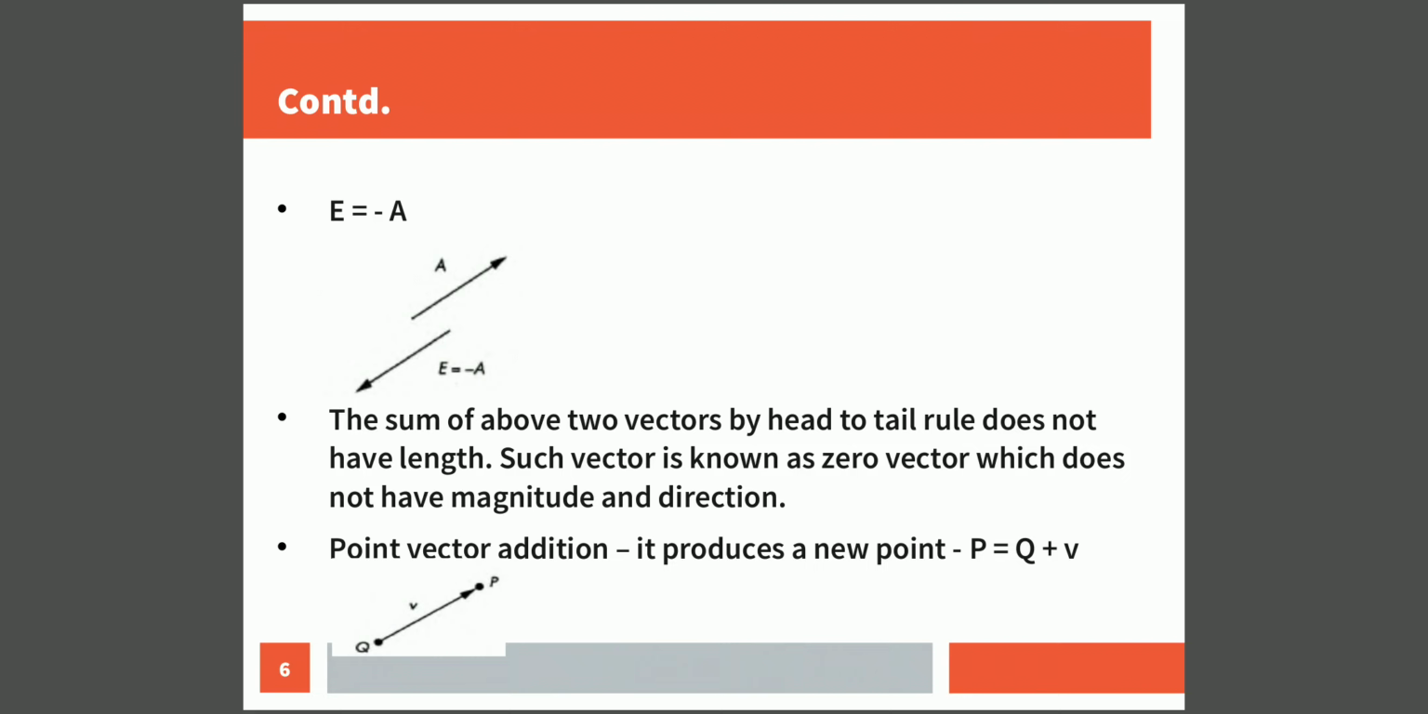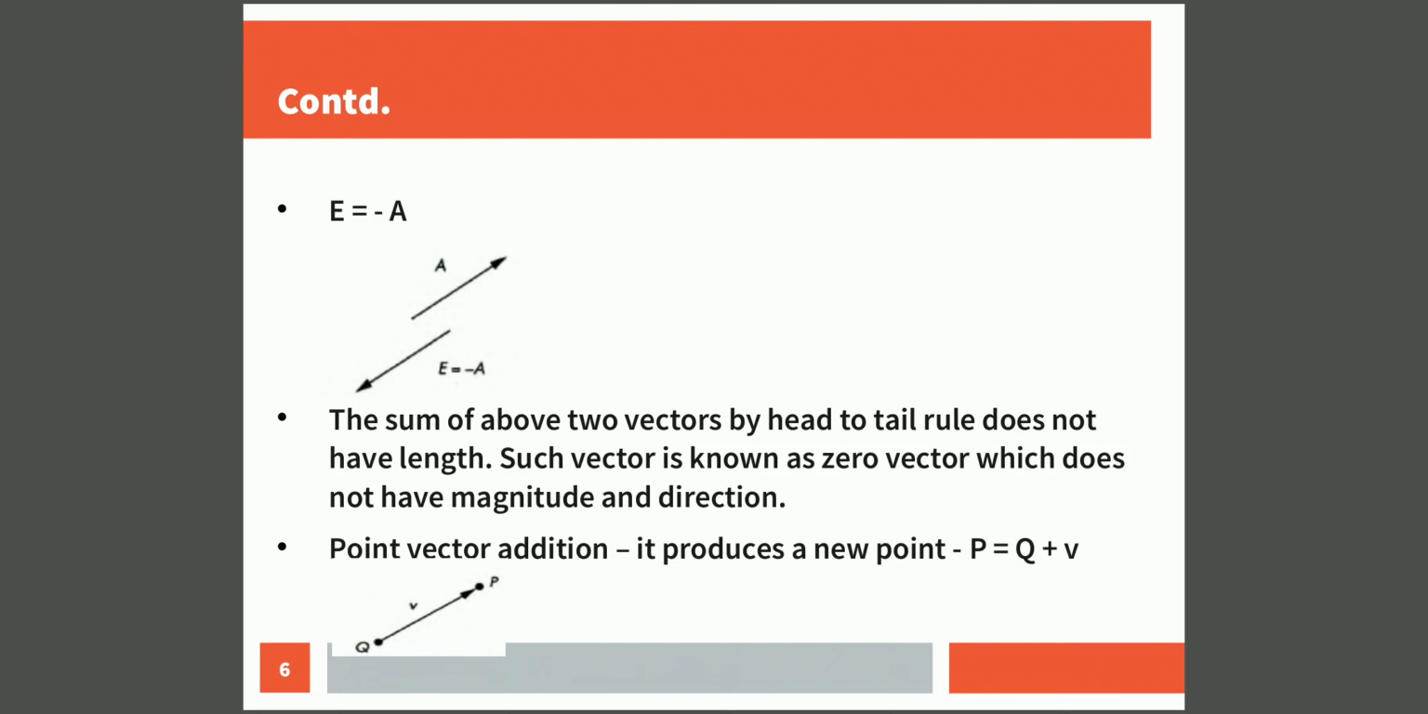Then the next operation the vectors support is point vector addition. To understand that, we have considered a point Q and a vector V. When we draw a line segment or a vector V from the point Q, the vector ends at some point, which we call P. This is nothing but point vector addition. Here we consider an initial point Q and a vector V. A vector is nothing but a line segment. When we draw this line segment from the point Q, it ends at some point. We call that resultant point P.